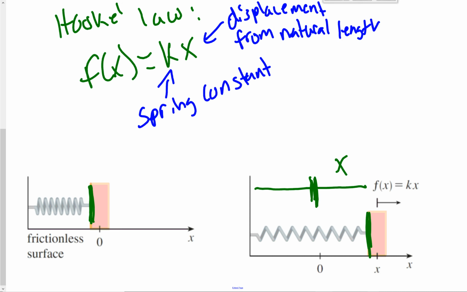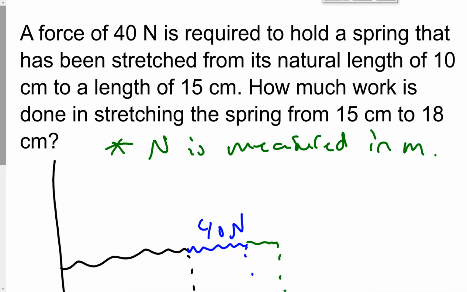And so we'll go ahead and do an example here about how to find the work maintained. What work does it take to maintain this distance here? We're looking at a force of 40 newtons required to hold a spring that has been stretched beyond its natural length of 10 centimeters to 15 centimeters. And then how much work does it take to go from 15 centimeters to 18 centimeters? Now we have to note that newtons are measured in meters, so we need to switch these to meters.